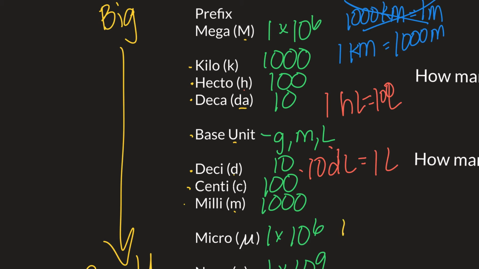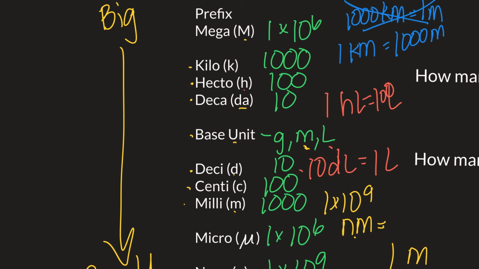Nano. If I want to compare a nanometer to a meter, which one's bigger? Meter, because meter's all the way up there. So I'm going to put a 1 next to that. What is nano worth? It's worth 1,000,000,000. So there's 1,000,000,000 nanometers in 1 meter.